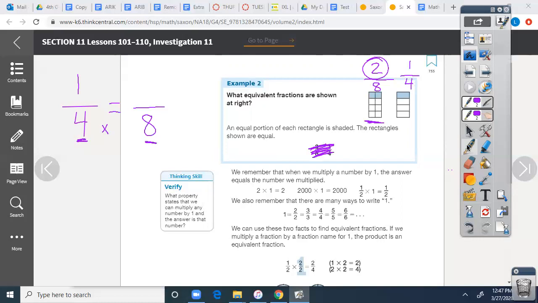How do I get from 4 to 8? I'm going to multiply it by 2. So what I do to the bottom, I have to do to the top. So I'm going to multiply that by 2. So what's 1 times 2? It's 2. So this is our answer, 2/8.